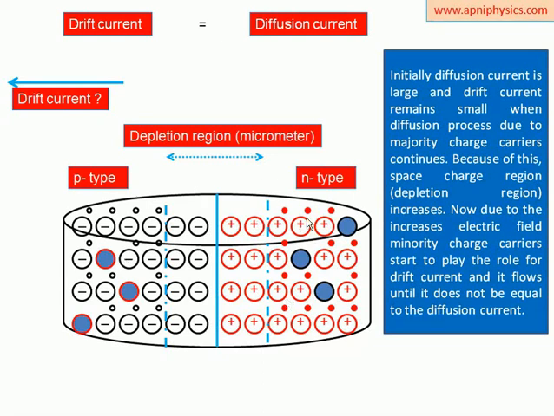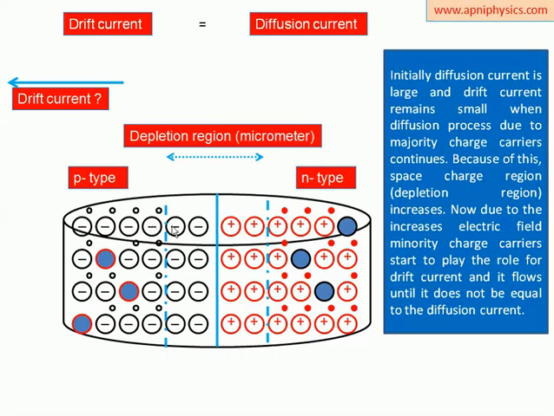Electrons, the majority charge carriers, move from the n side to the p side, so the direction of the current will be from the p side to the n side. And because the minority charge carriers are holes here, they move opposite to it, right? So the direction of the current will be like this, from n type to p type.